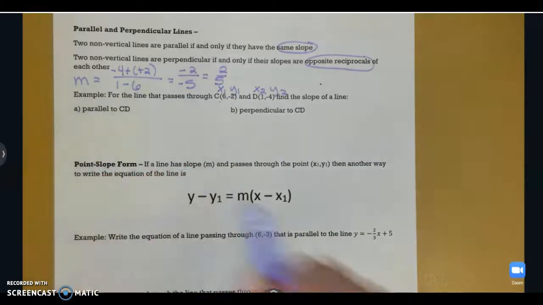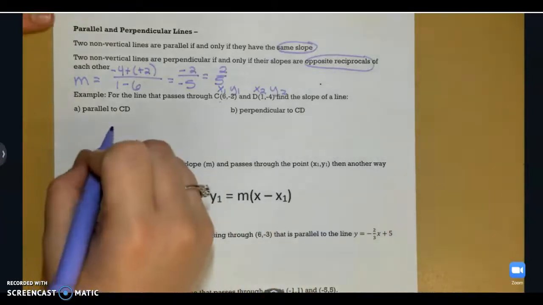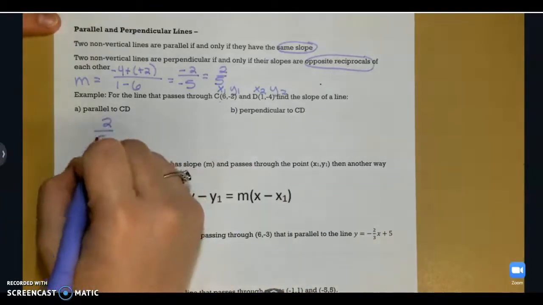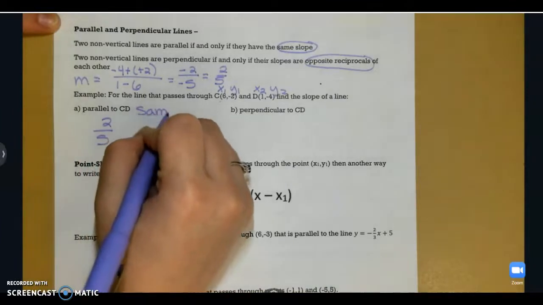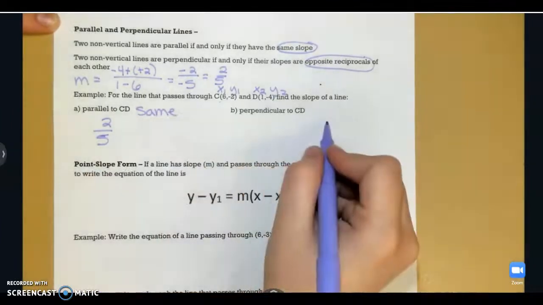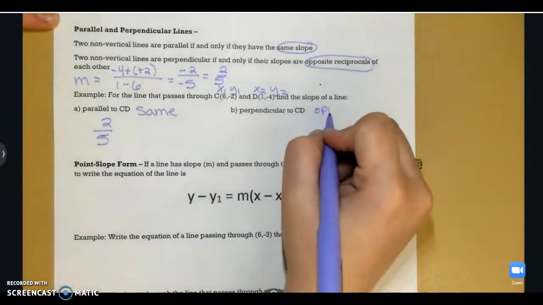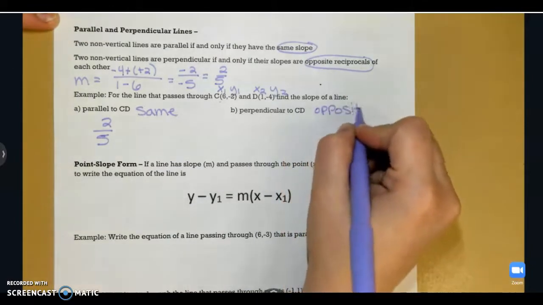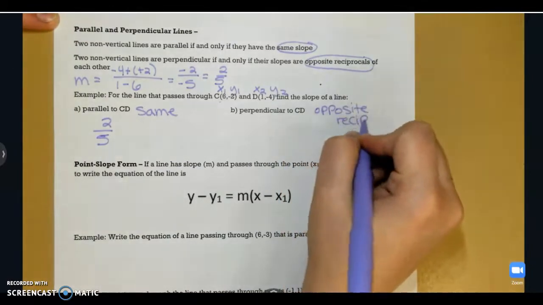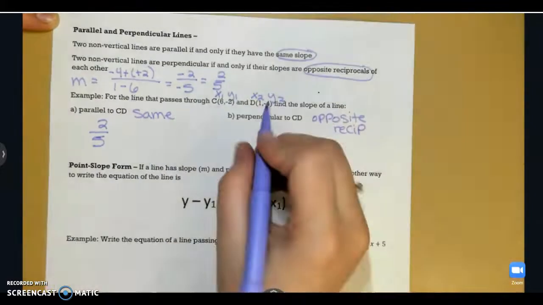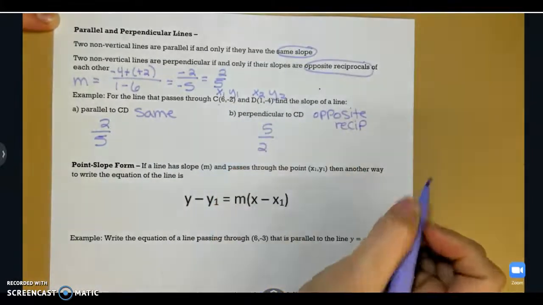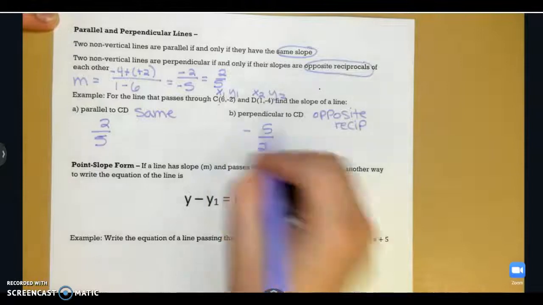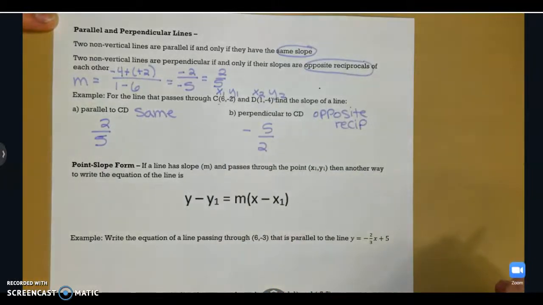So a line that's parallel to CD would have the same slope. So that would be 2 over 5. It's going to be the same slope. Now our perpendicular slope would be the opposite reciprocal. So that means I'm going to flip my fraction upside down, so it's going to be 5 over 2. And it was positive before, so it's now going to be negative. So opposite reciprocal.